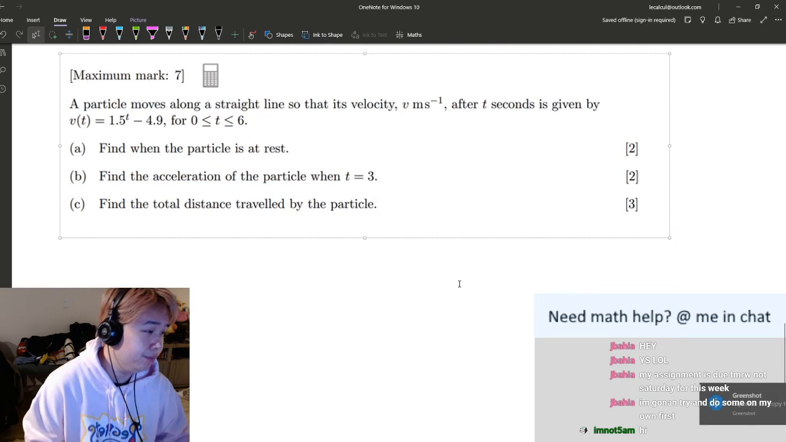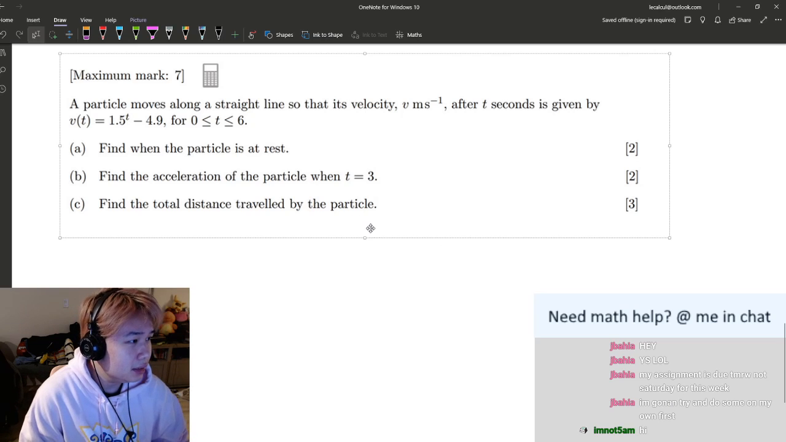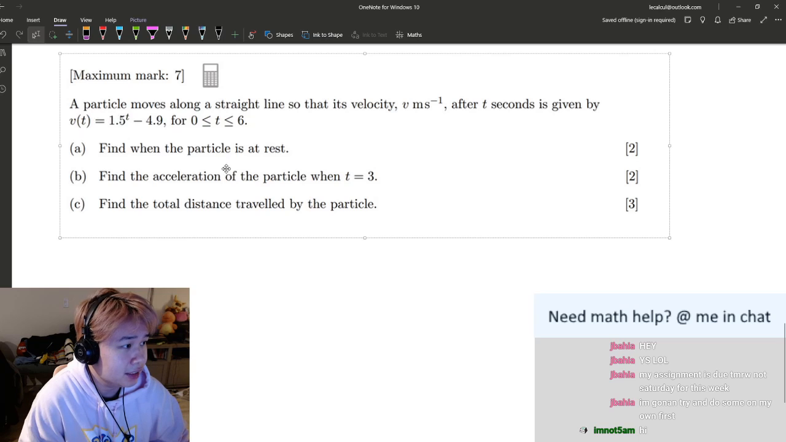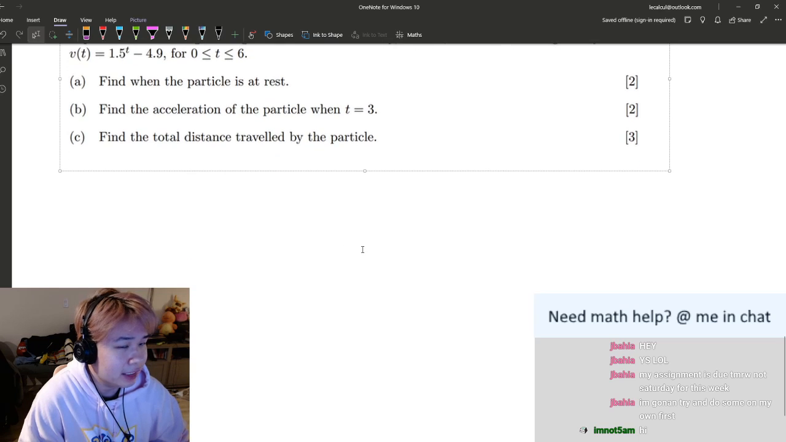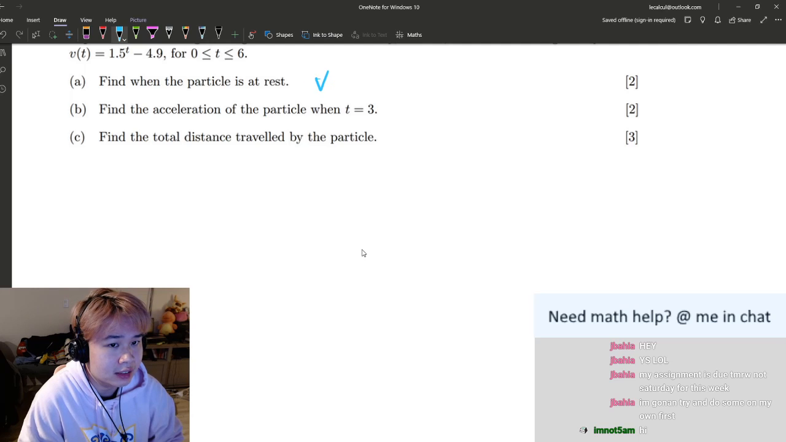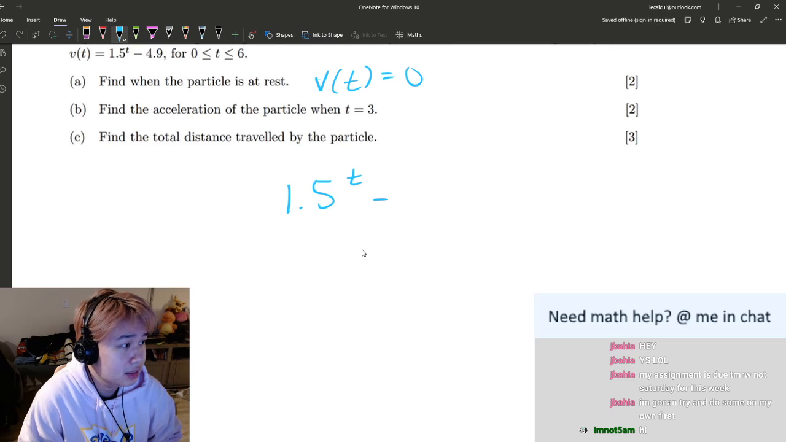Okay, next up. We have a particle that moves along a straight line, and then here's its velocity function. Find when the particle is at rest. Well, things are at rest when they're not moving. In other words, their velocity is 0. So I need to find out when this is equal to 0.